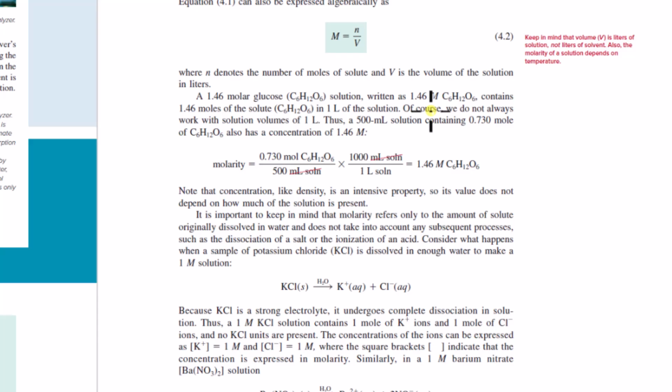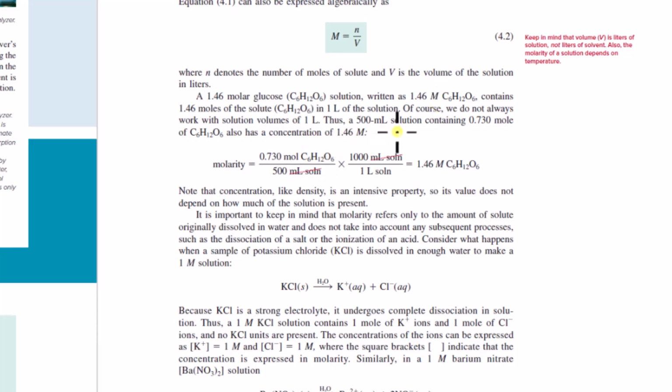So the term molarity can be in reference to any solvent you want, liters of whatever the solvent is. But of course, we do not always work with solution volumes of 1 liter. Thus, if we had a 1.46 molarity glucose solution, but it wasn't 1 liter of solution, it was 500 milliliters of this solution, then we would have to convert this to liters, so 0.5 liters, and multiply that by the molarity, and then you'll know the count in moles of these molecules in that solution. And that's what they do here.